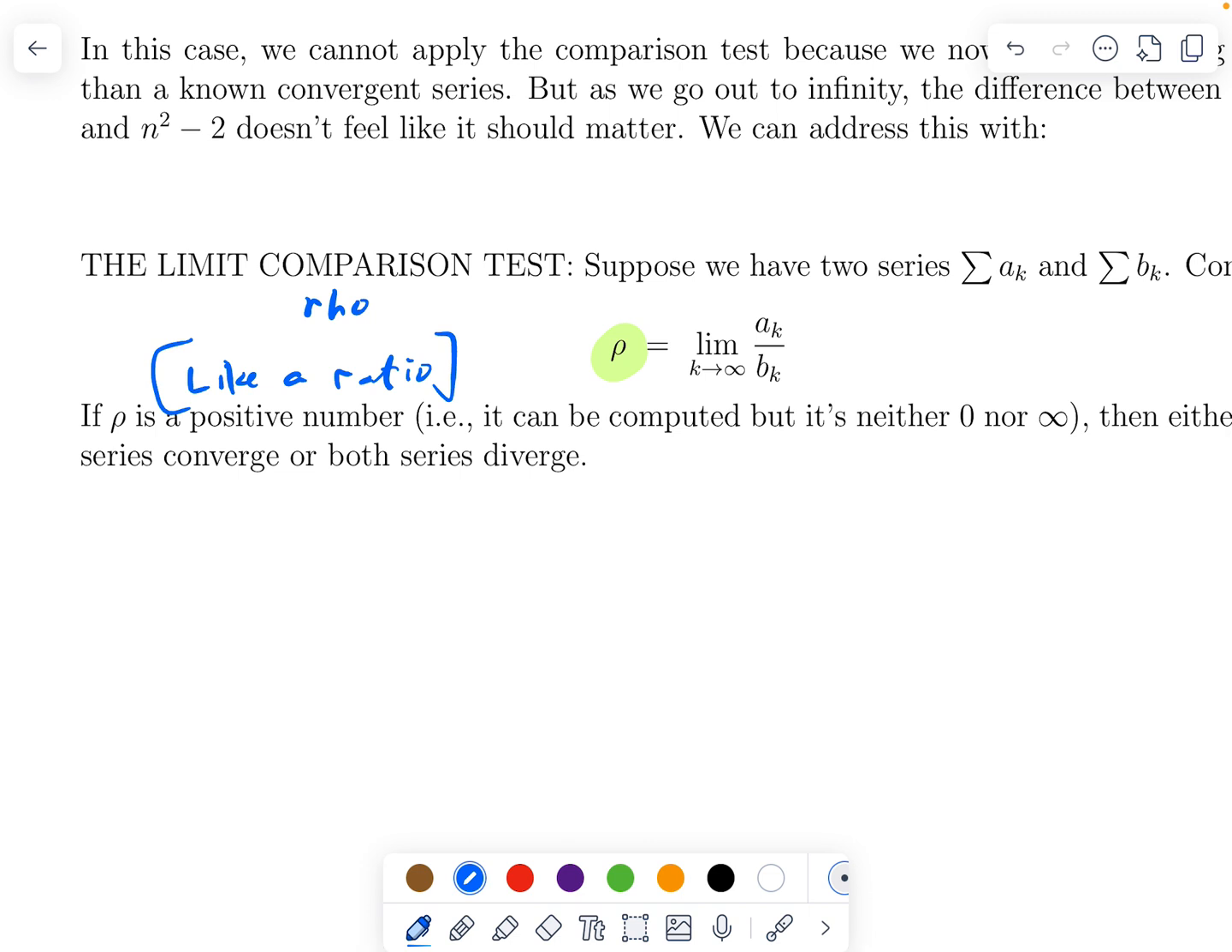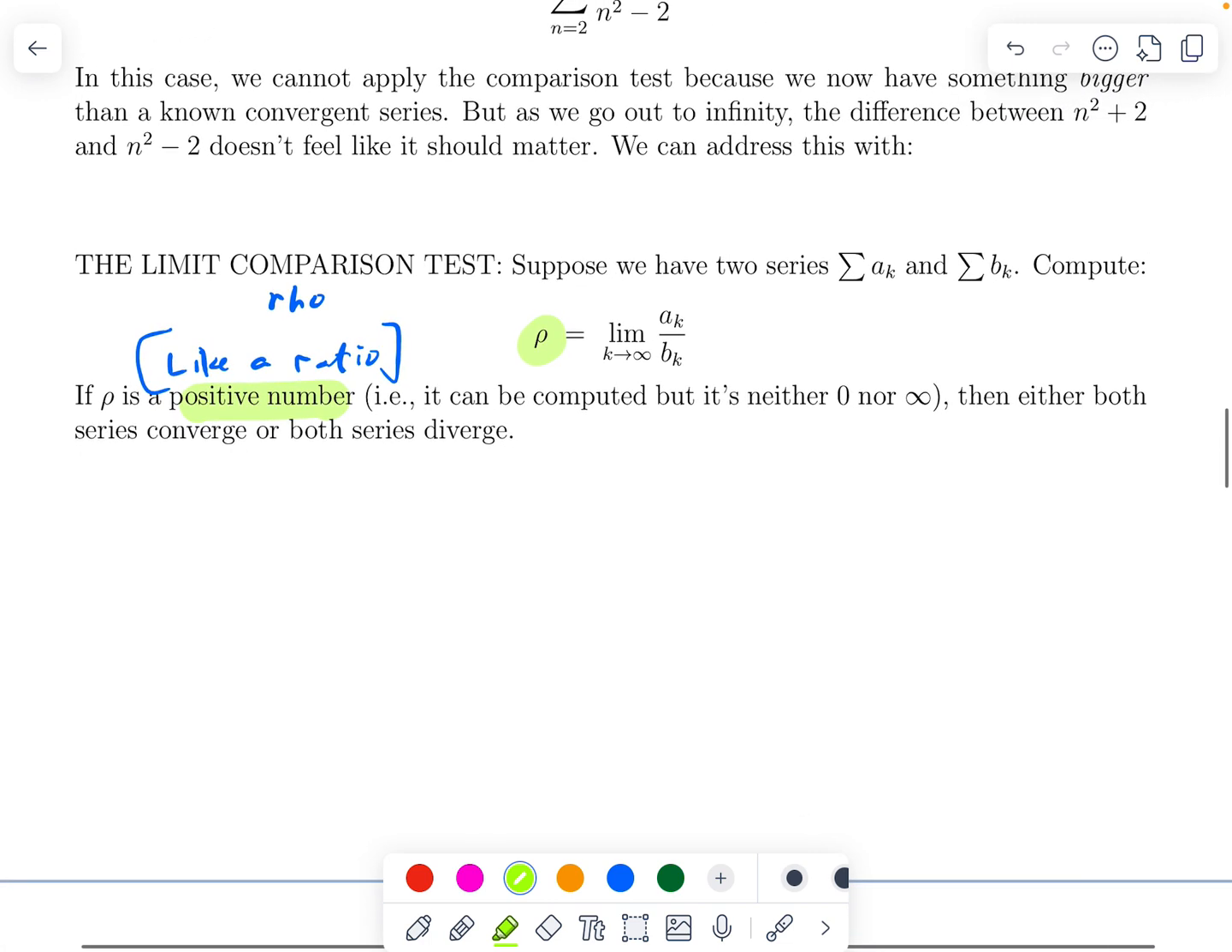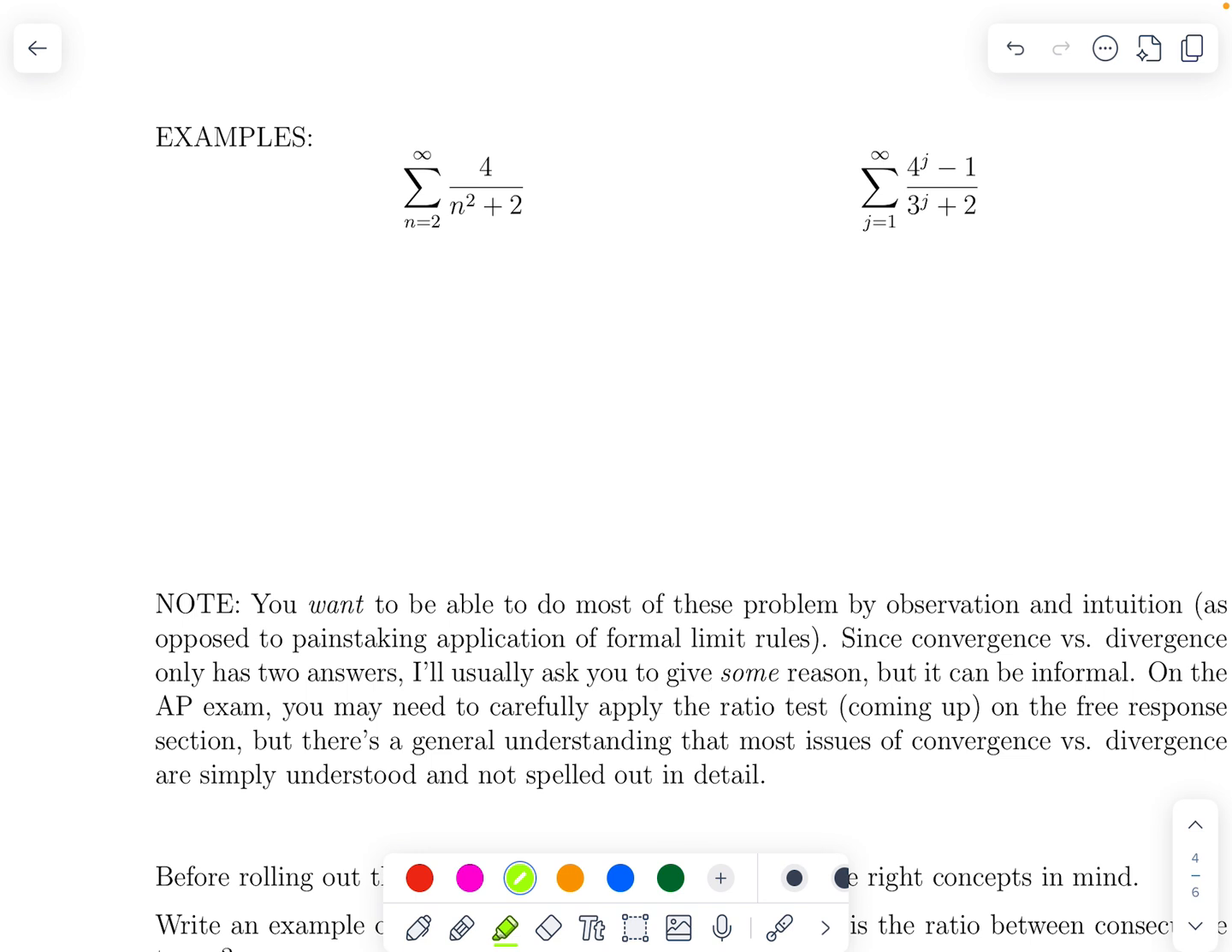And the idea is if rho is a positive number, so not 0 and not infinite, then either both series converge or both series diverge. Suppose rho is equal to 7. That means in the long run, one series is roughly 7 times as big as the other. Well, 7 times finite is finite, 7 times infinite is infinite. So as long as we can compare these with some fixed number that's not 0, then either they both converge or both diverge. So let's look at some quick examples.